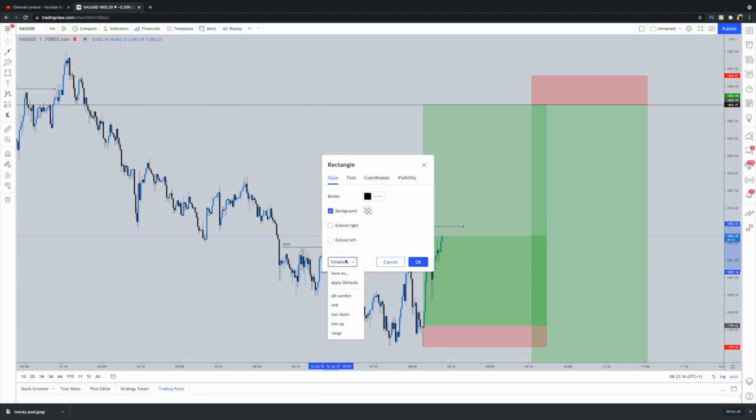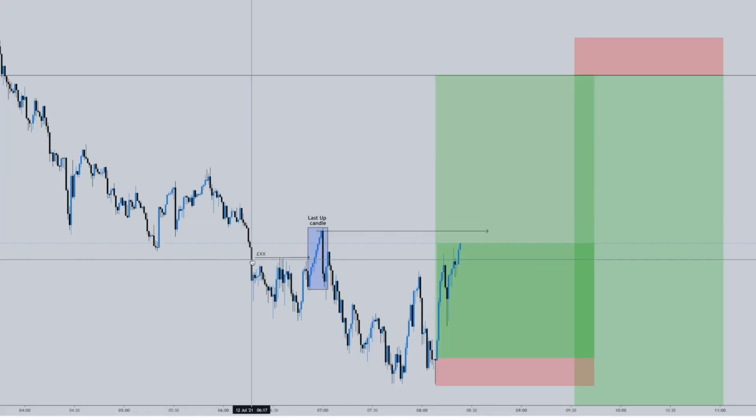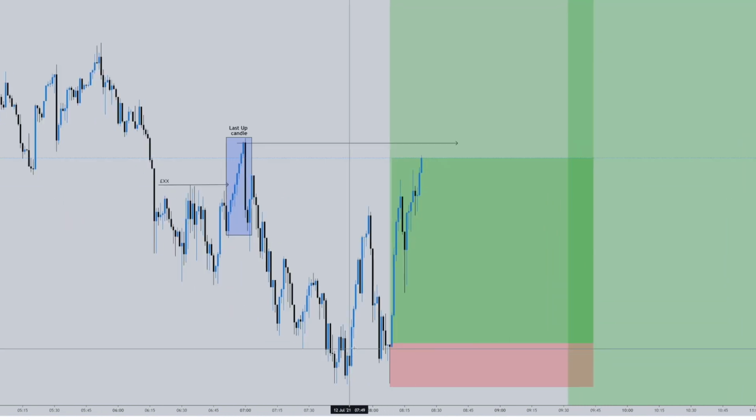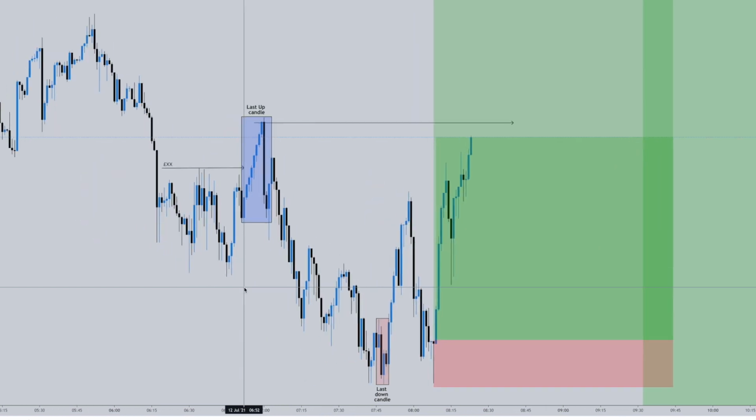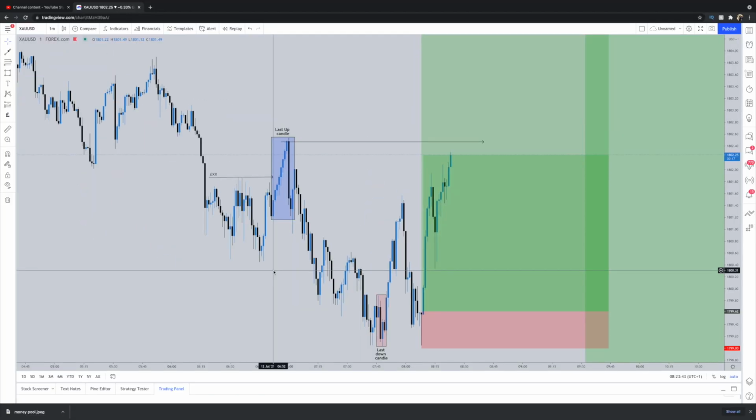So if I just mark it up real quick so you can see it, this is a last up close candle that took liquidity. At the same time, this is a last down close candle down here, boom, from this high to this low. There we go, boom. We have a last down close candle right here. As you can see, we're using what we've learned about institutional trading, and we're trading this.